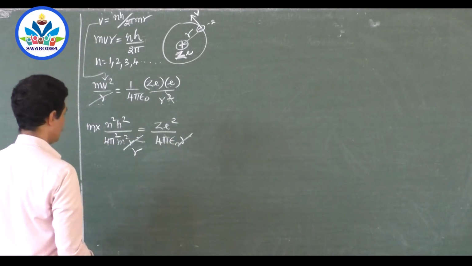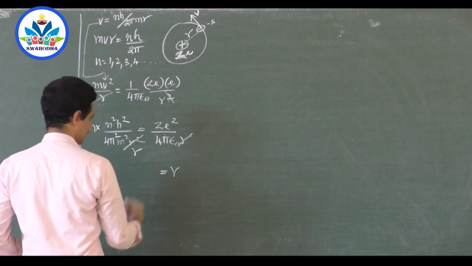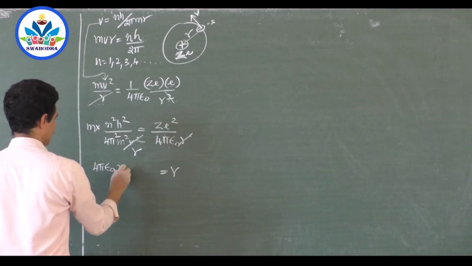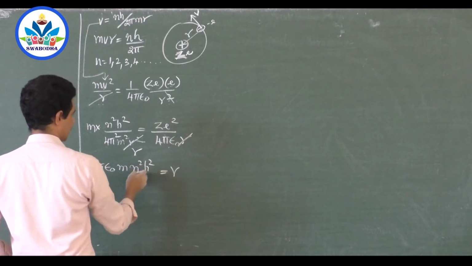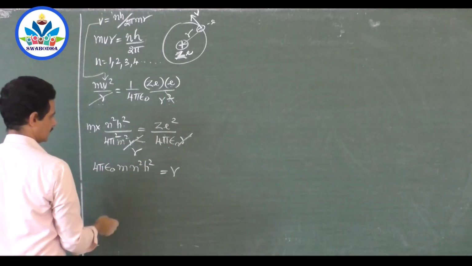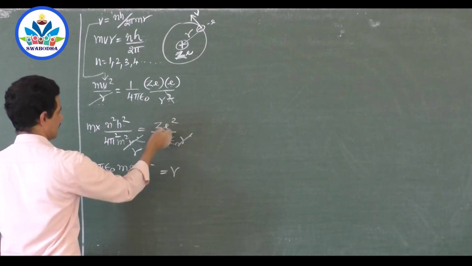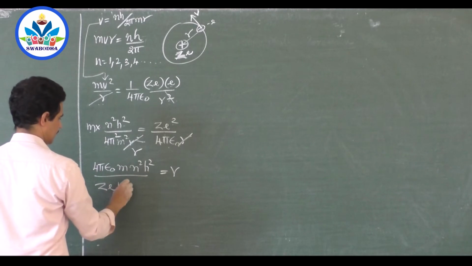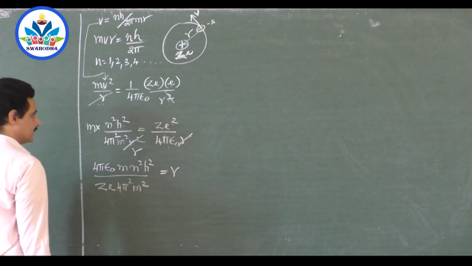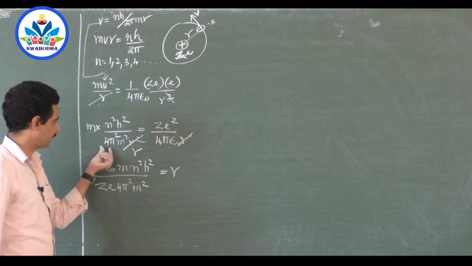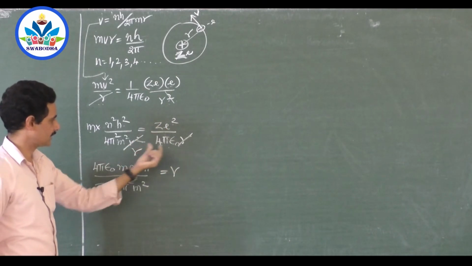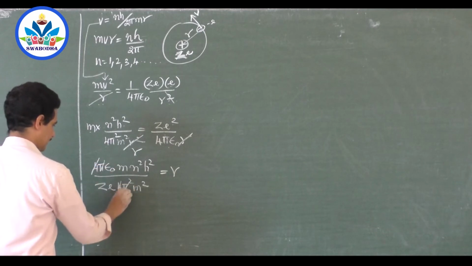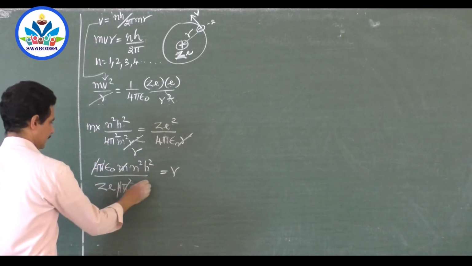And r, I have to bring r here. Yes, r here. And remaining things here. 4 pi epsilon naught m n square h square. Then r is here, z square here, z square 4 pi square m square. This z square here, 4 pi m square here, radius here, one radius has been cancelled, 4 pi epsilon here. So 4 gets cancelled, pi remains here and 1 m remains here.